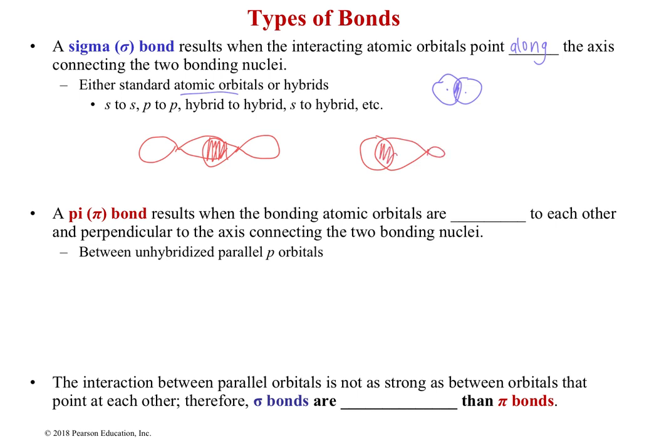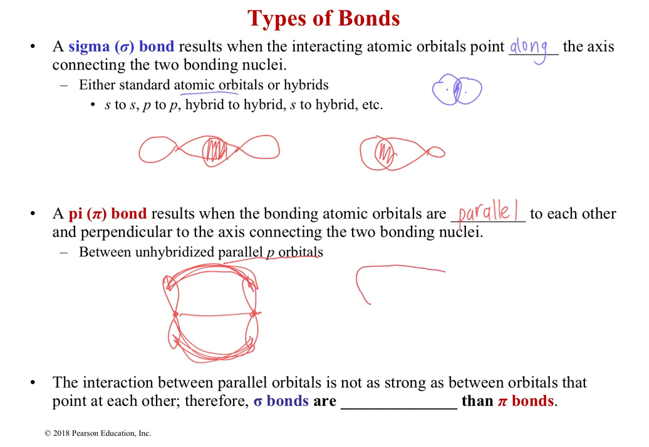But direct, strong overlap. Pi bonds happen when we have nuclei from specifically parallel p orbitals, so unhybridized p orbitals that are parallel to each other and perpendicular to the axis. So if I have two atoms that are bonded, let's say this way, with our sigma bond, and I have one unhybridized p orbital here, one unhybridized p orbital here, they're next to each other. So if they each have an electron, then they're going to almost reach over on tops and bottoms and form a pi bond.